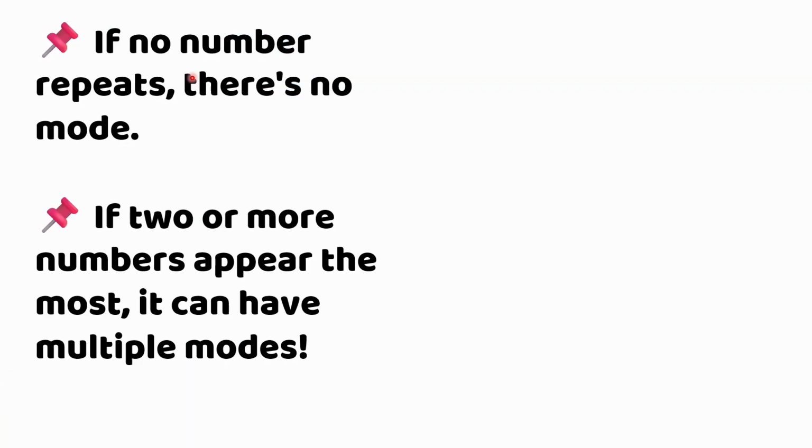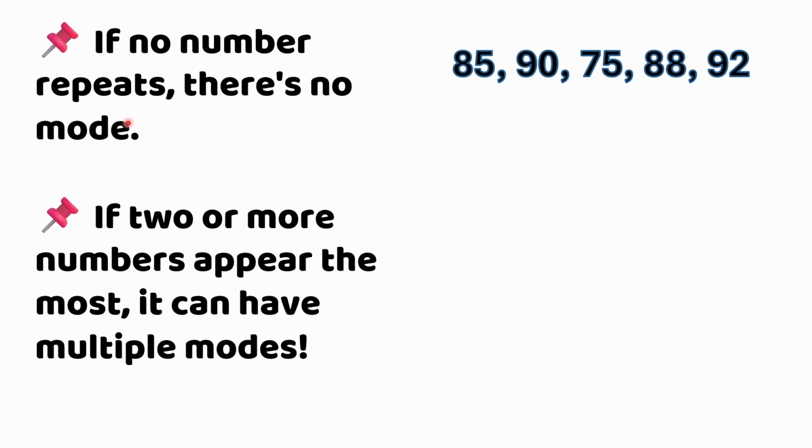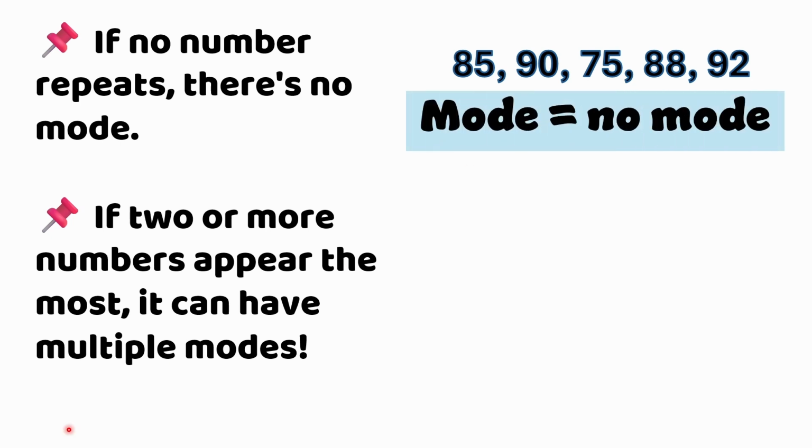So let's have another situation. If no number repeats, there is no mode. If 2 or more numbers appear the most, it can have multiple modes. Example, 85, 90, 75, 88, 92. Since there are no repeated numbers, therefore, there is no mode.